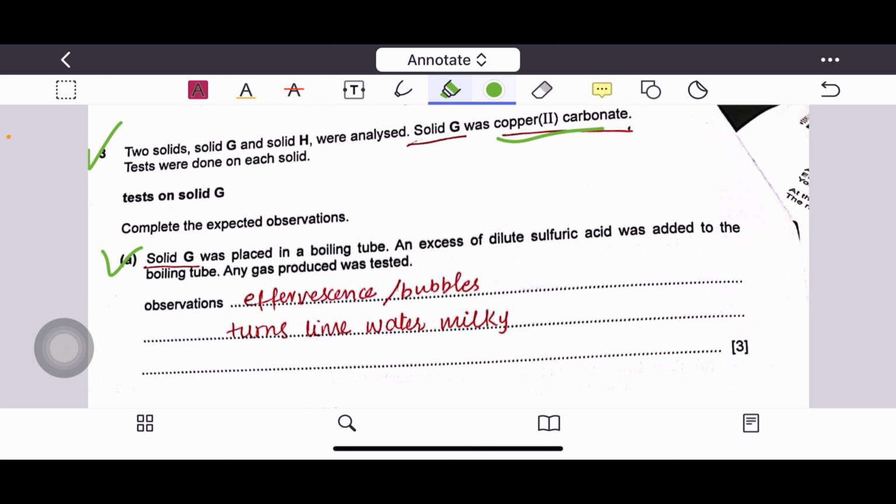Solid G was placed in a boiling tube. Excess of dilute sulfuric acid was added to the boiling tube. Any gas produced was tested. We know that it contains carbonate, and when we add acid to the carbonate, it gives carbon dioxide gas. So the observations will be effervescence or bubbles, and they say also it was tested. So also give the test observation that it turned lime water milky.